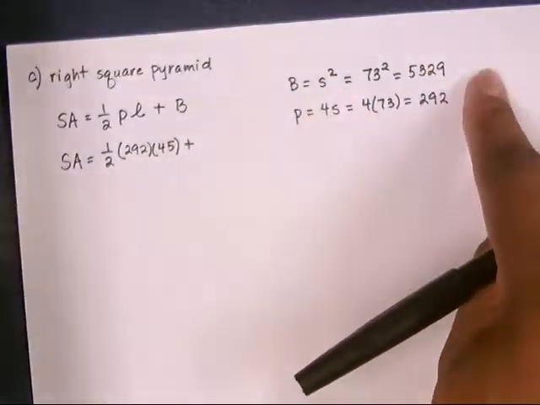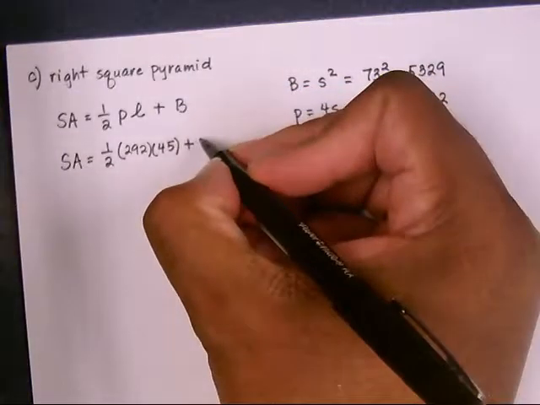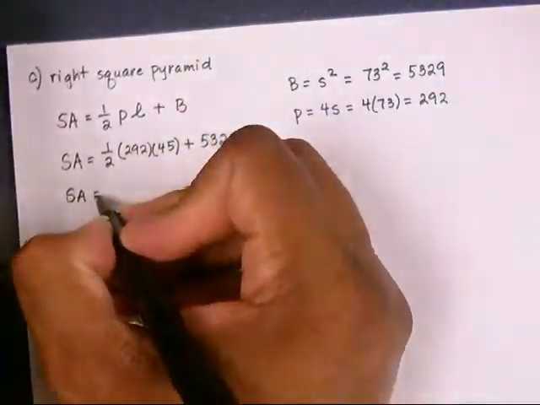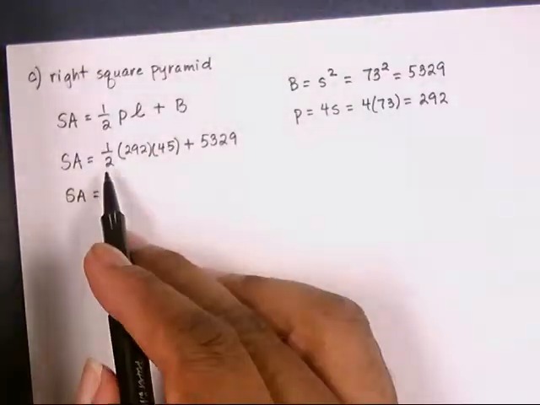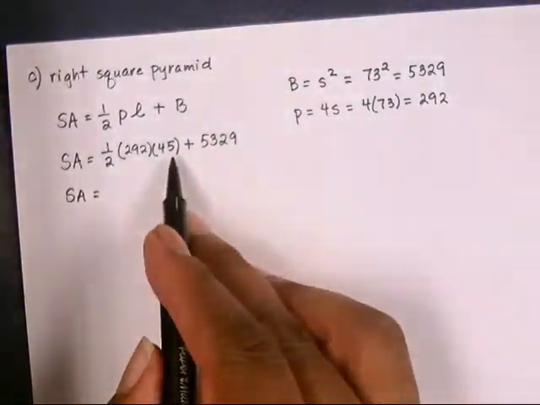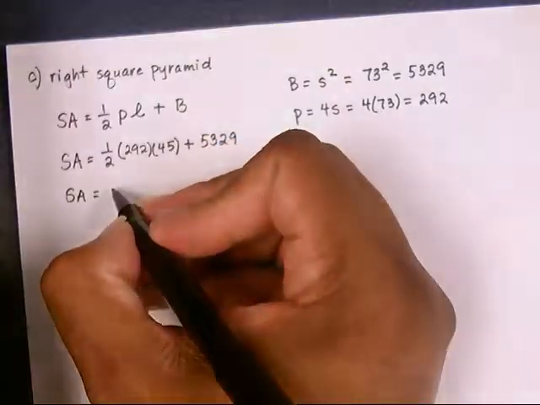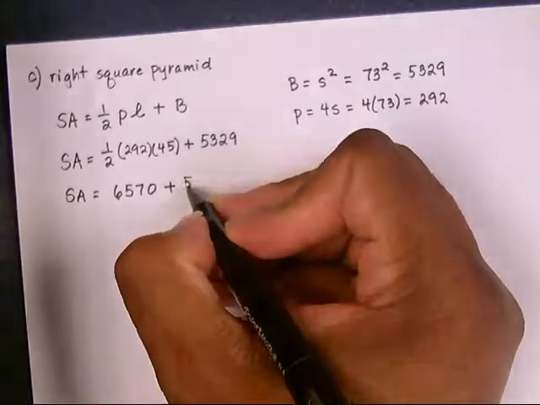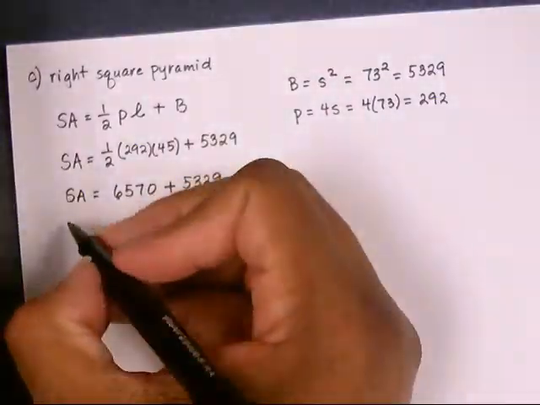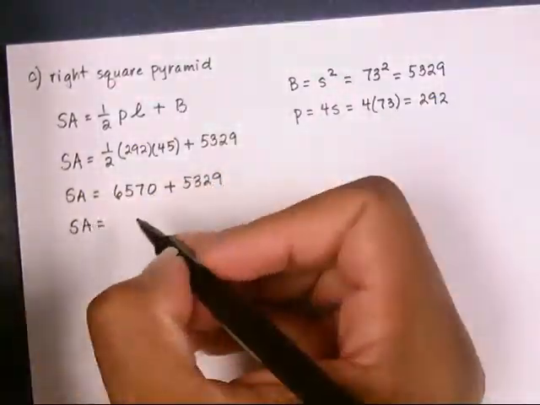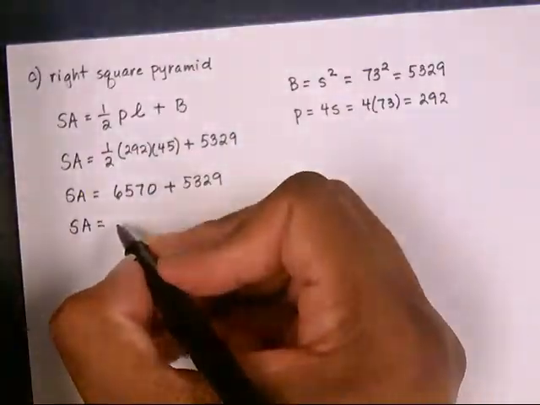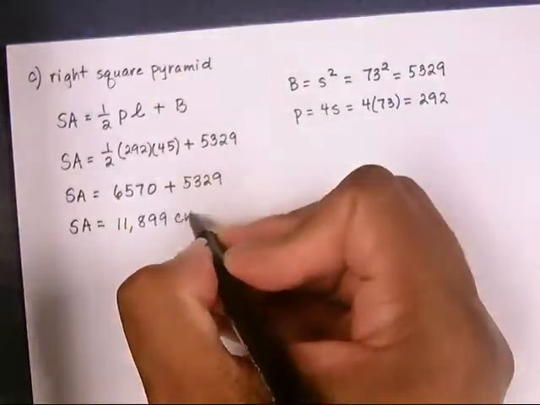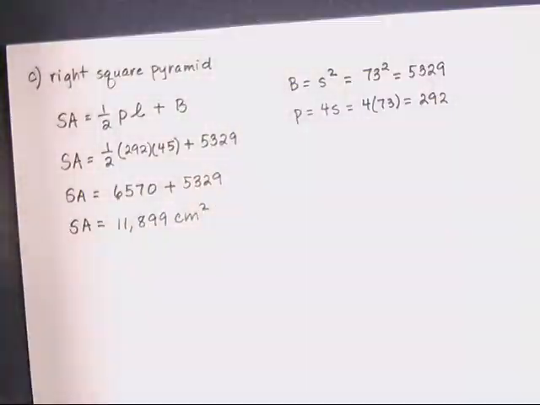Plus the base area of the square, which is 5,329. Now, if I take 1/2 of 292 and multiply it by 45, I'm going to get 6,570 plus the 5,329. So that surface area would be 11,899, and that's going to be in square centimeters.